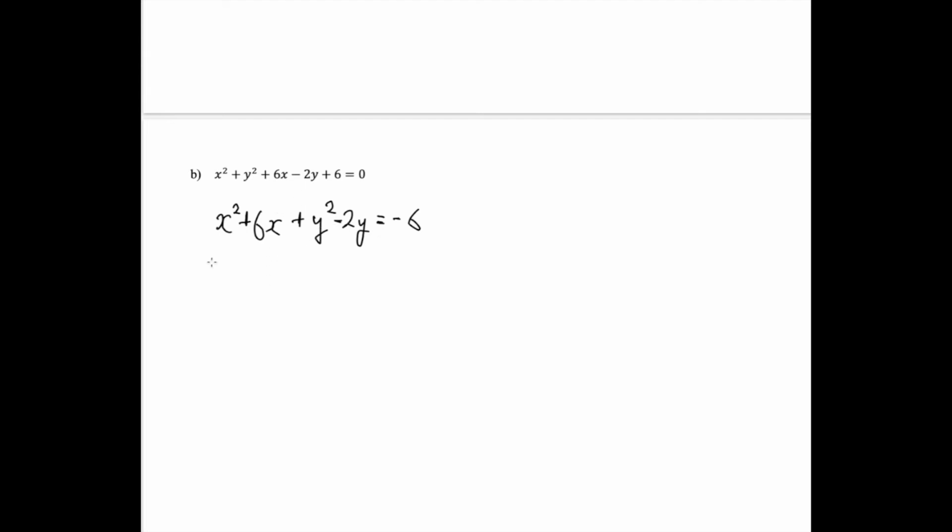Now you complete the square. So you have x squared plus 6x. So what do you need to add to here? So what is half of 6, squared? Well, you should know this. This is just 3 squared, right? So plus 9.